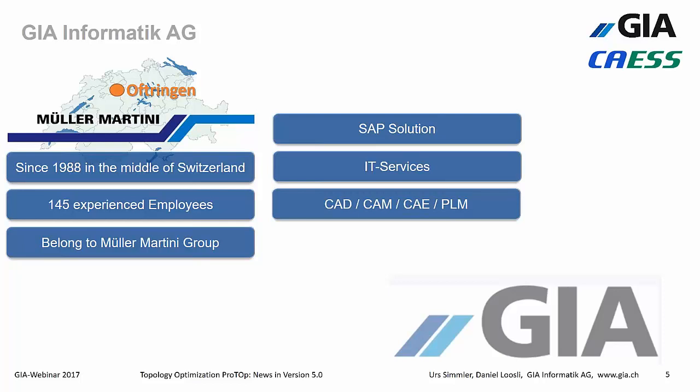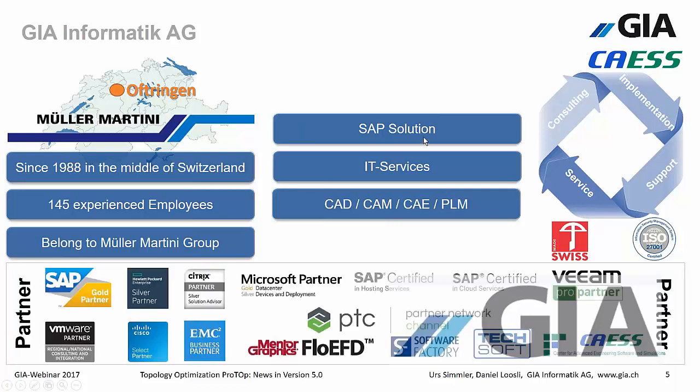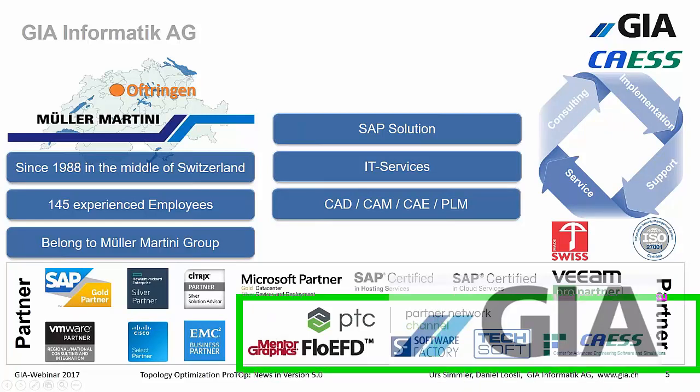GIA has 3 specialties. We are working with SAP solutions, we are doing IT services, and I'm working for the CAD/CAM, the PLM part. We are doing consulting, implementation, support and service, so we don't only want to sell the software, we want to have in the end a successful customer, and we are working with partners in the PLM environment.